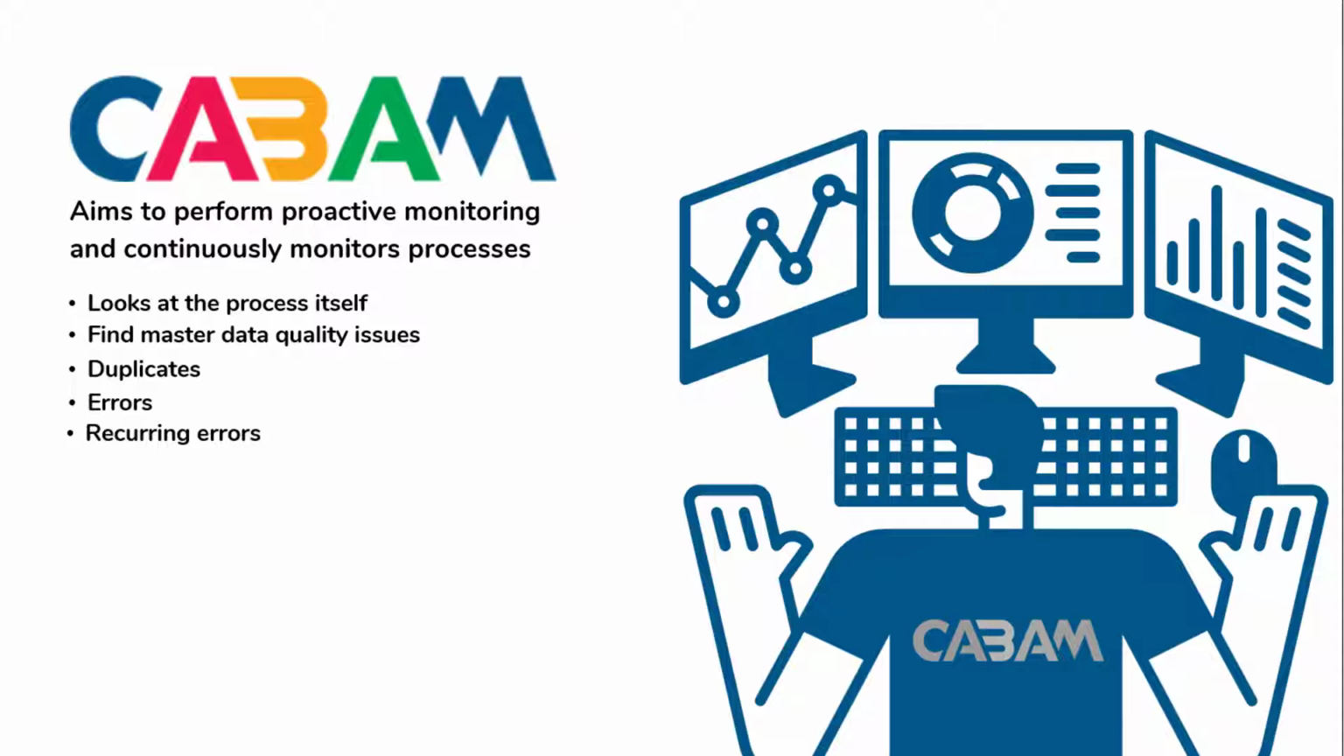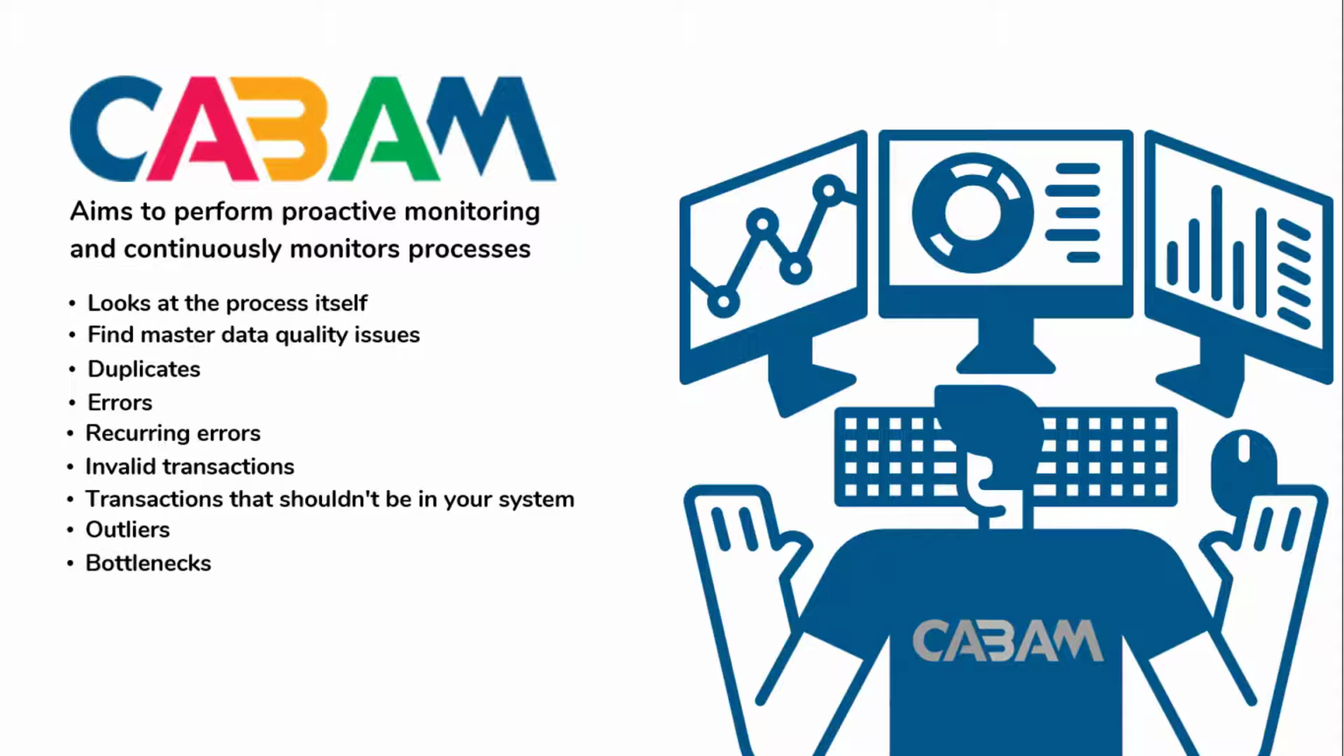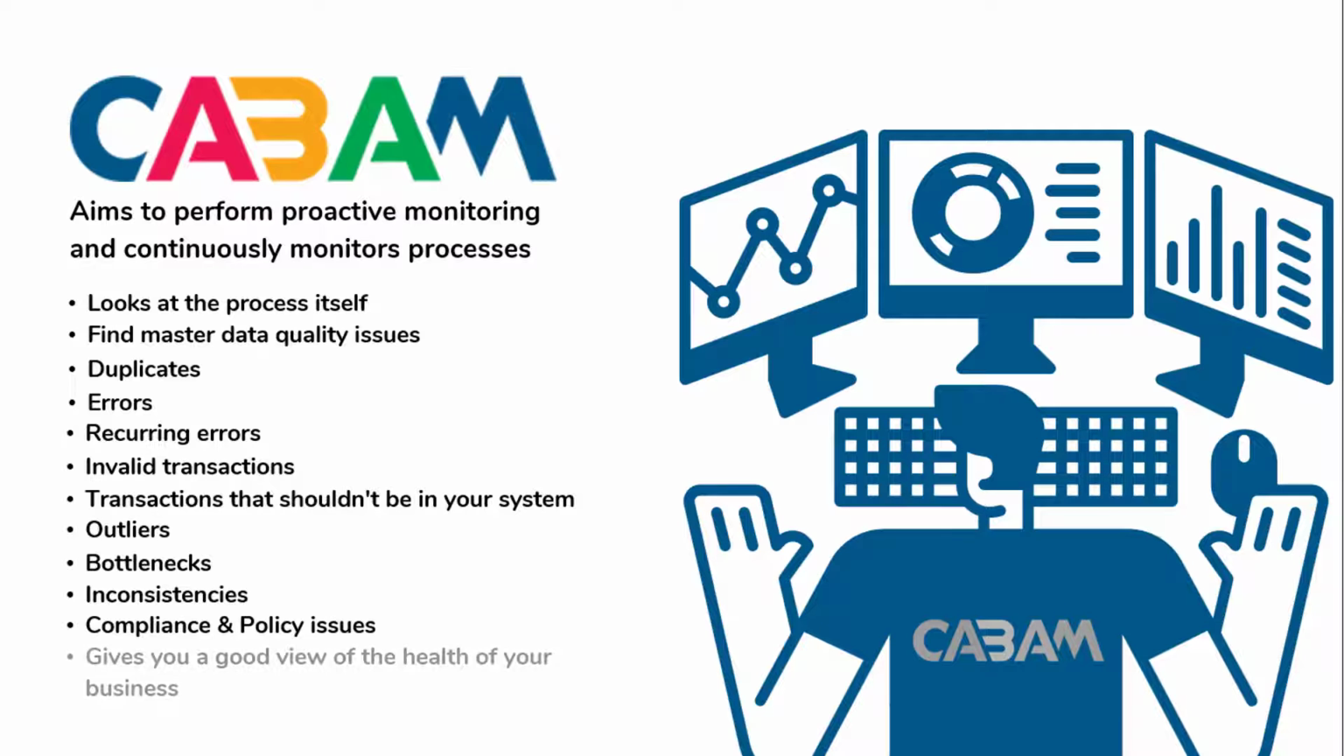There could be invalid transactions that shouldn't even be in your system. CABAM will identify those, or transactions that should be in your system that never made it into your system. CABAM will help you highlight those as well. It also looks at outliers, bottlenecks, where there are excessive wait times or lead times in your processes, and just generally it will look at inconsistencies, compliance issues, policy issues, and give you a good view of the health of your business.